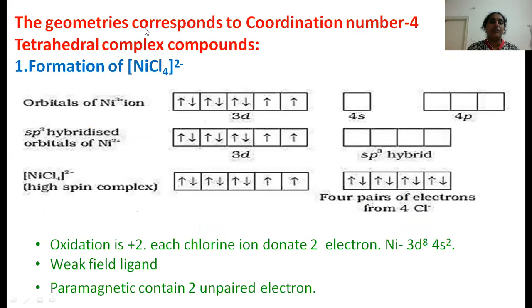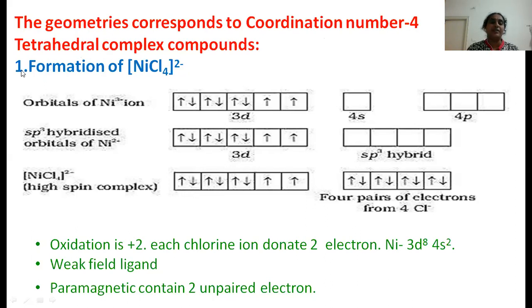For example, let us look at the geometries corresponding to coordination number 4. If the coordination number is 4, the geometry may be tetrahedral or square planar. First, let us see the tetrahedral complex compounds. For tetrahedral complexes, the coordination number is 4 and the hybridization is sp3.